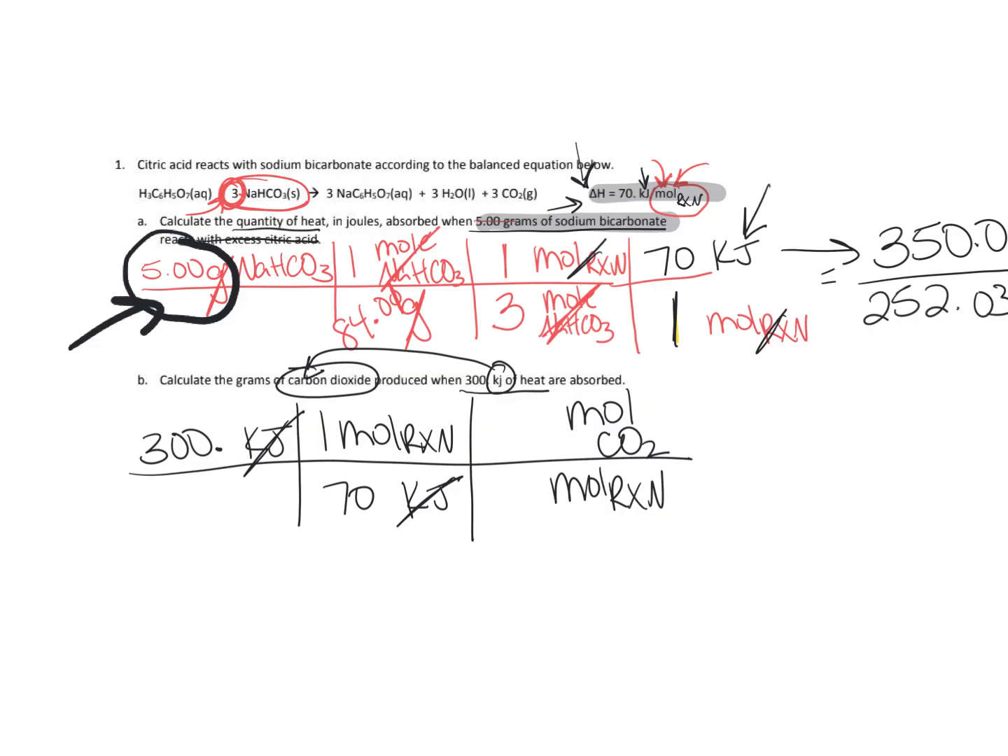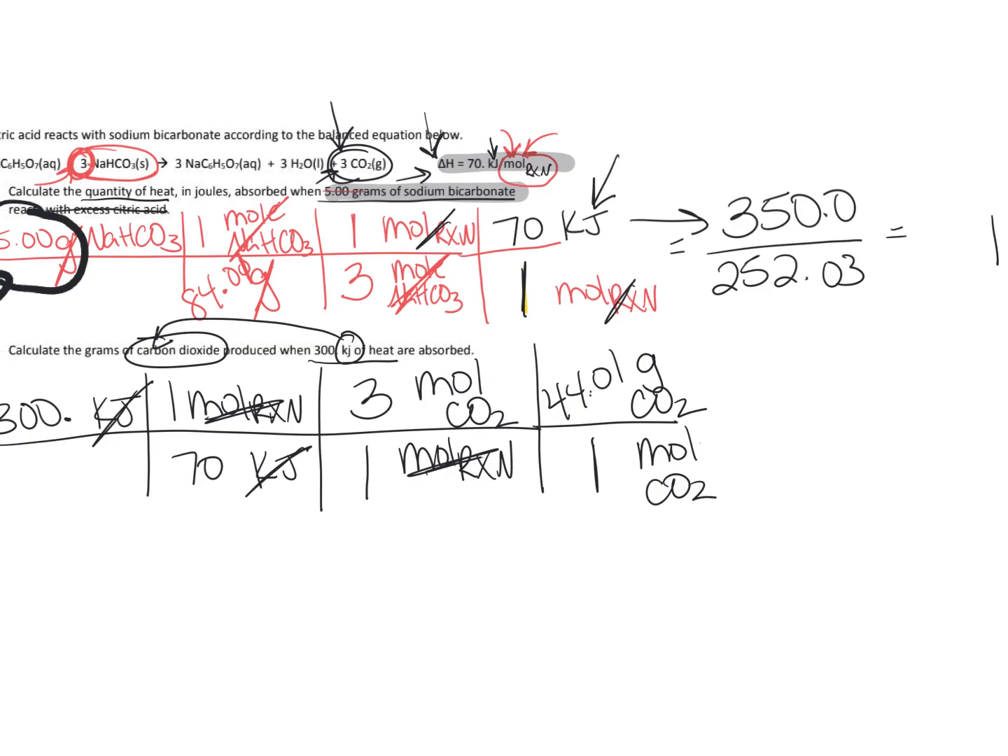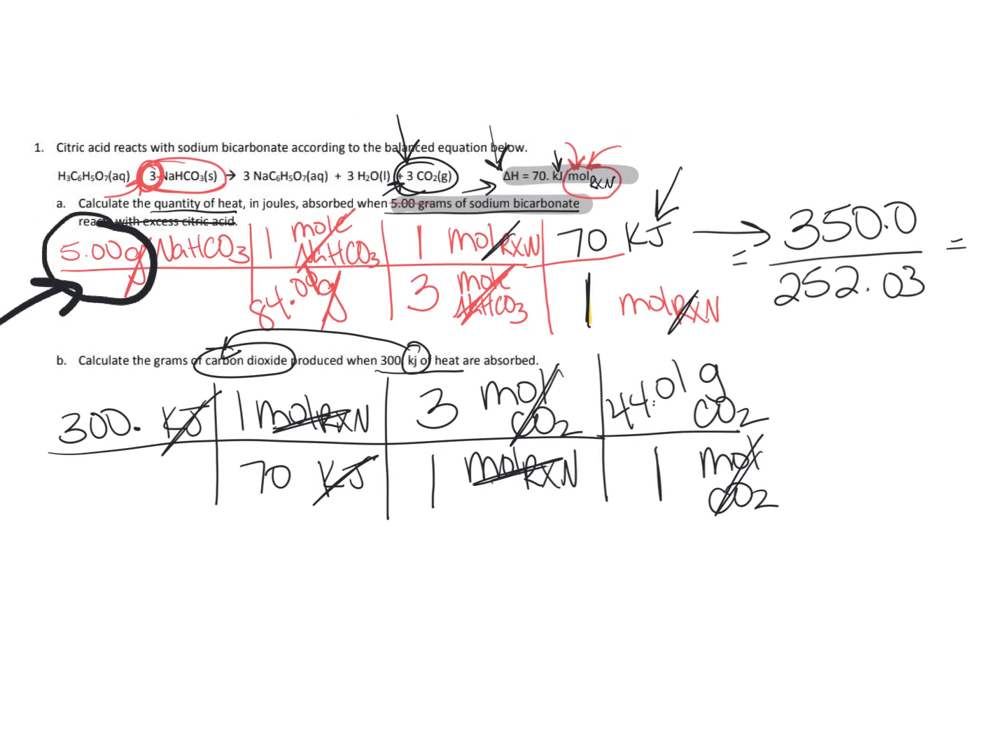So if I look for every one of these moles of reaction, I can see based off my balanced equation that I have 3 moles of CO2. Moles of reaction cancels out, and my moles of CO2 is going to drop to the bottom. My goal is to get to grams of CO2. Again, if you're having a hard time with molar mass, please make sure you are attempting it. If not, it is 44.01 grams of CO2. My moles of CO2 cancels out, and I am left with grams of carbon dioxide.